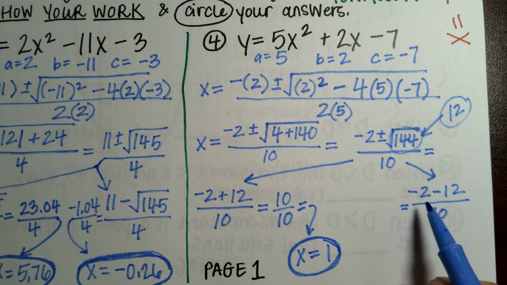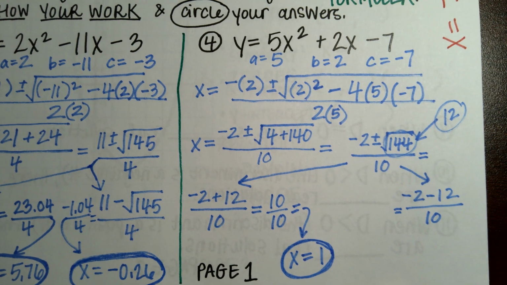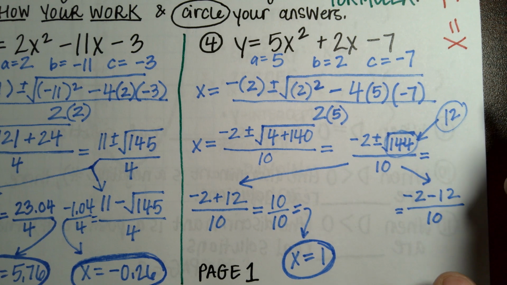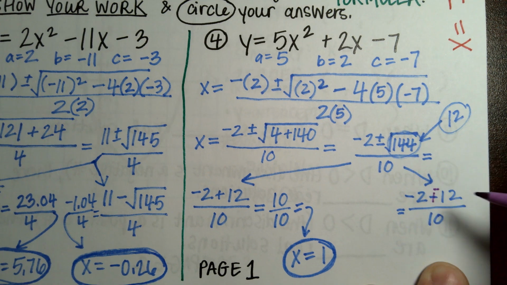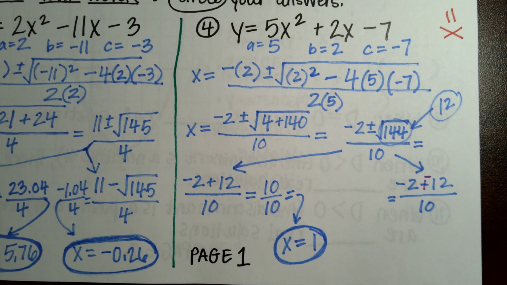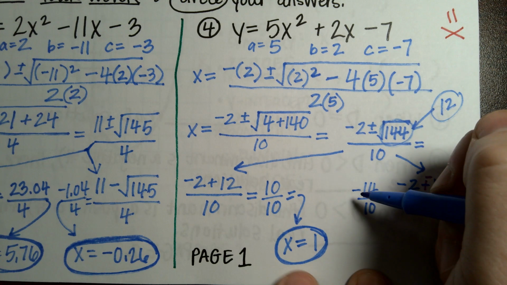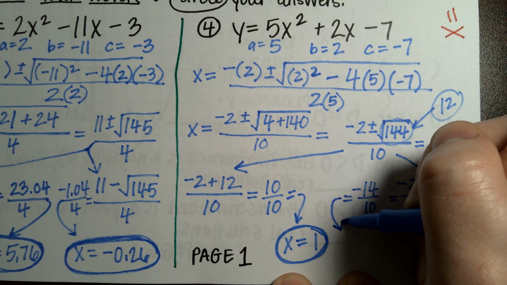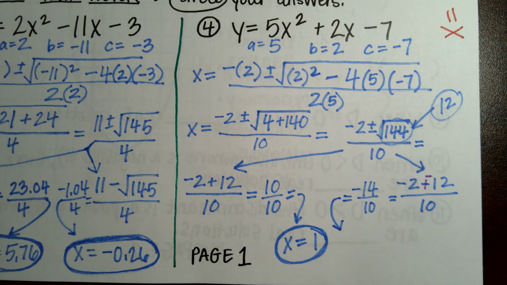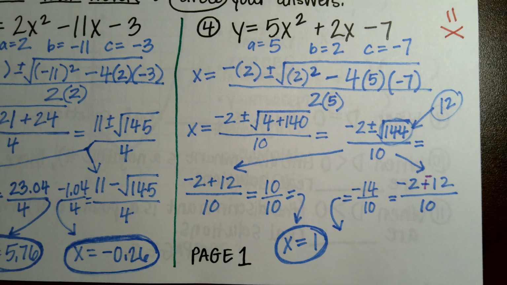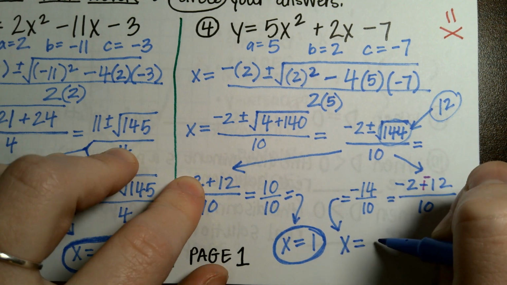Now, what's -2 minus 12? Negative 14. We could also remember, this is what I always do in my head. When I have a negative number and I'm subtracting from it, we're really just adding the negative numbers together. Negative 2 plus negative 12 is negative 14. I've got negative 14 over 10. What's that going to be when we put it in our calculator? Yes, we're going to get negative 1.4. So that would be our other x value.